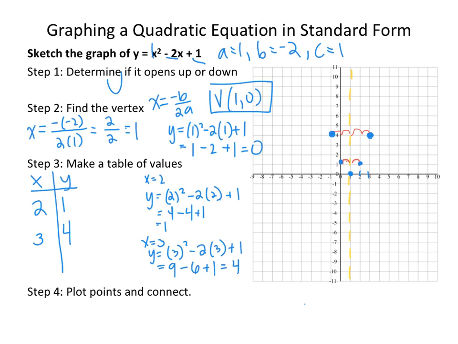I can see what this graph is probably going to look like. I'll just trace it now. Okay, doesn't matter if you use one color or not. Awesome. It opens up. We have a vertex there. And then these are my 5 points.